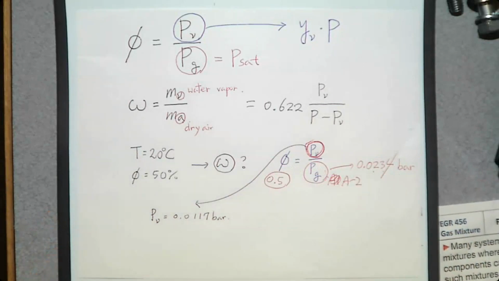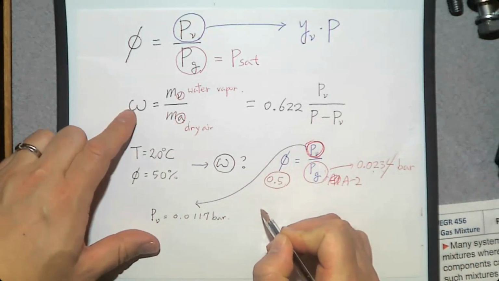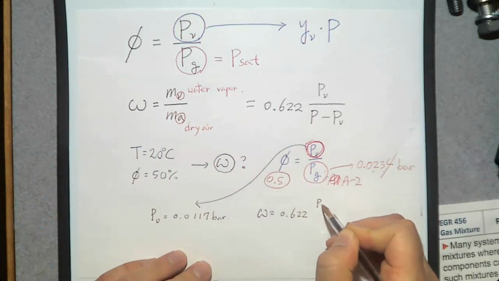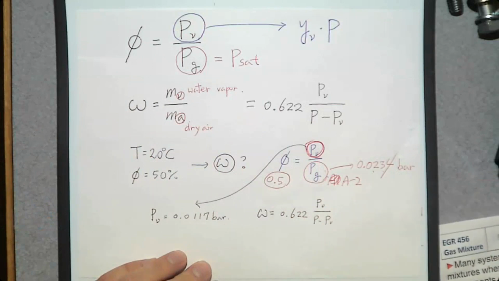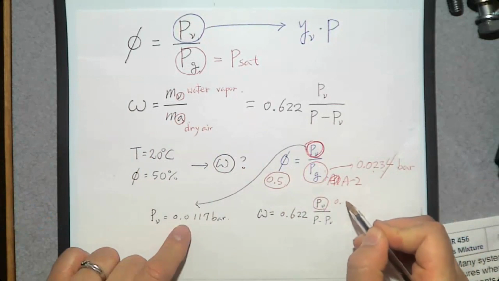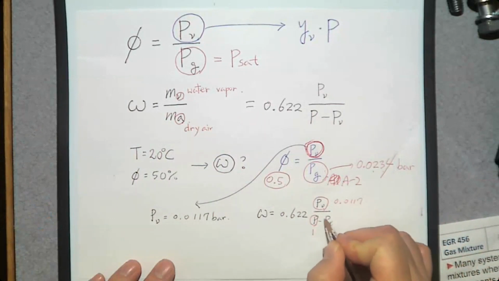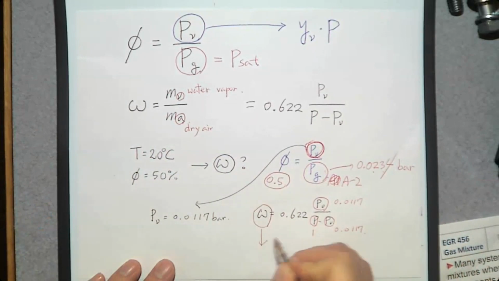Then, how do we determine the humidity ratio? Omega can be determined by 0.622 PV over P minus PV. So in this case, PV is 0.0117. What is the pressure inside this classroom? Approximately 1 bar, right? 100 kilopascal. So 1 minus 0.0117. That's how you determine the humidity ratio.